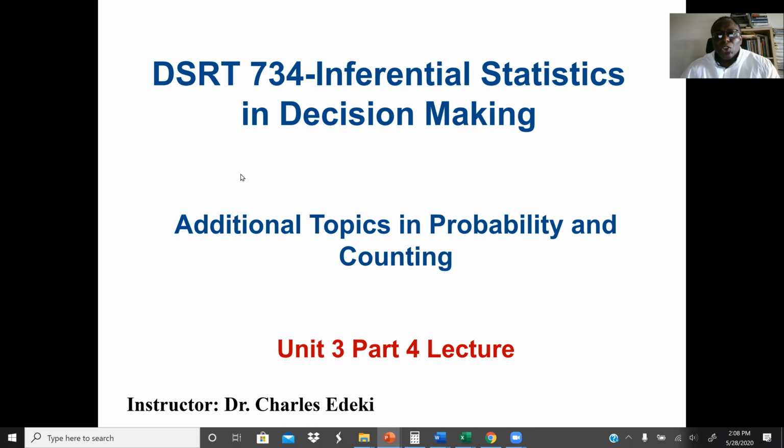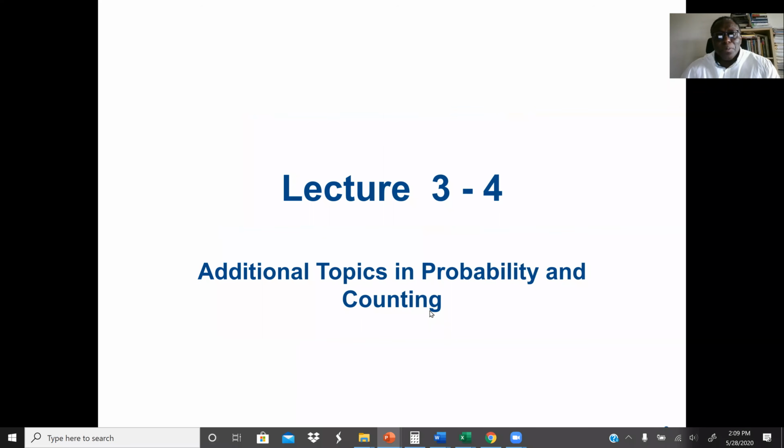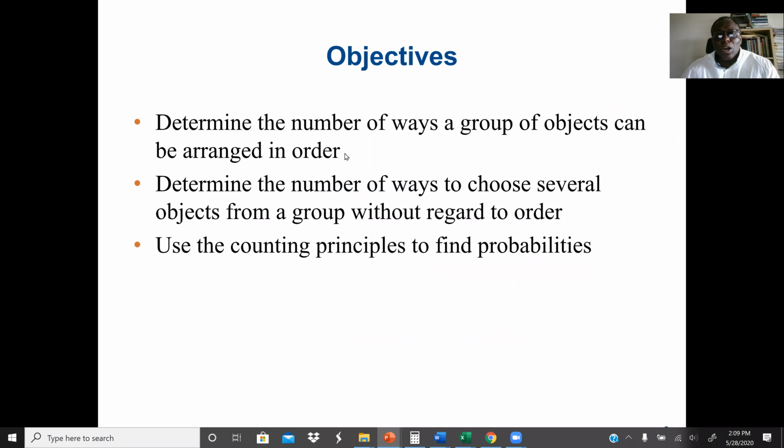In this lecture, we're going to discuss the difference between permutation and combination. These are the two techniques that we can use to count items. This is an additional topic in probability and counting. Our main objective is to determine the number of ways a group of objects can be arranged in order.